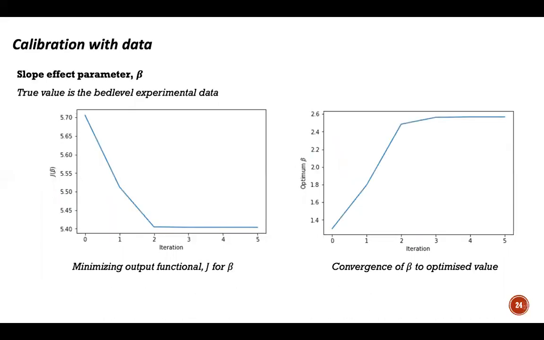If we take the slope effect parameter, which governs the gradient of the slope, again the functional is decreasing and the beta is converging. Here the beta is quite significantly different to our previous guess. We guessed 1.3 before, and now it's double that, 2.6. It's still physically reasonable to have 2.6, but obviously it's quite different to our initial guess.